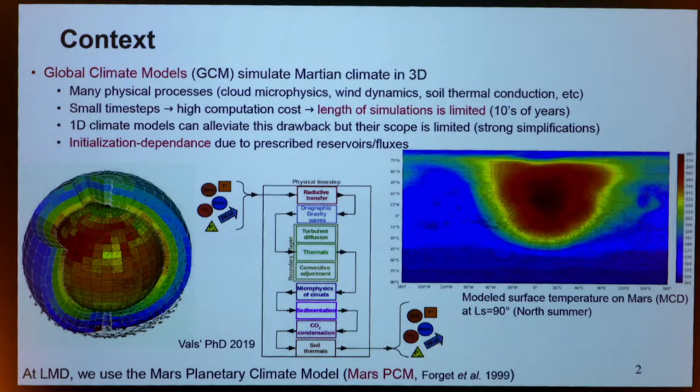And you can also use 1D climate models on the other end, but of course the scope of this type of simulation remains limited because they use prescribed fluxes or prescribed initialization, so you cannot infer much from them. And in all cases, whether 1D or 3D climate, they are strongly dependent on the fluxes and the reservoirs you put in at initialization. So we want to get rid of that.